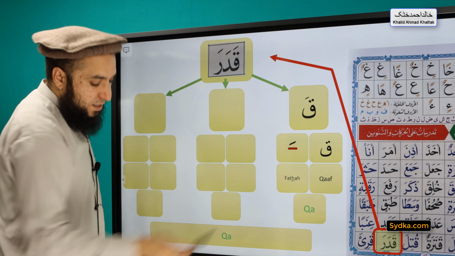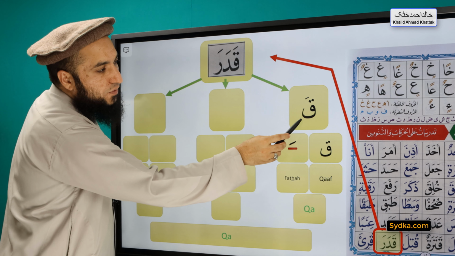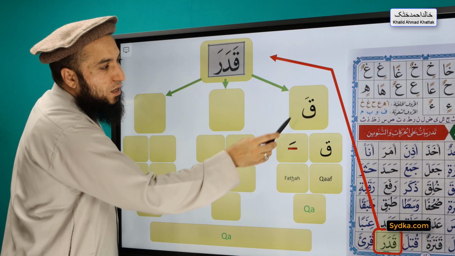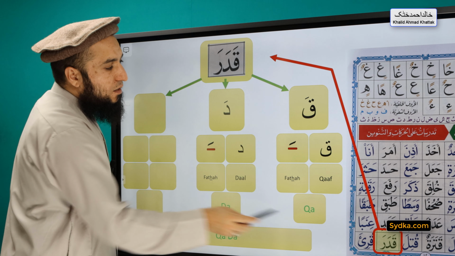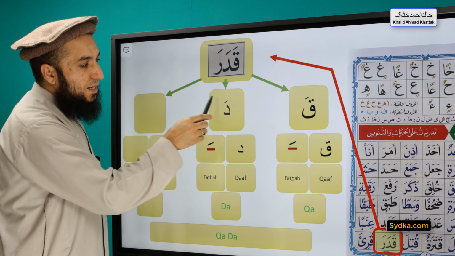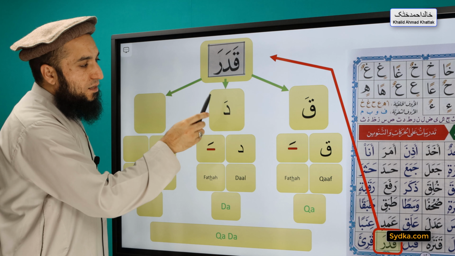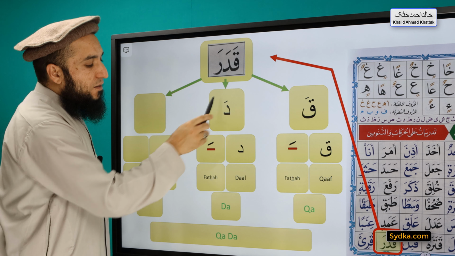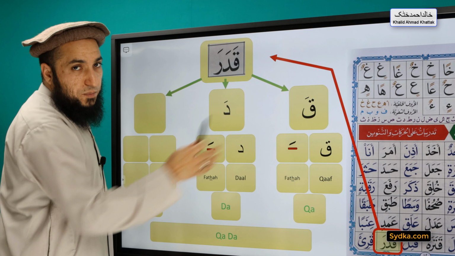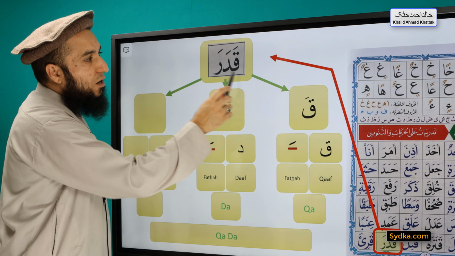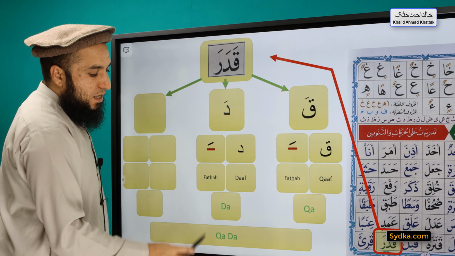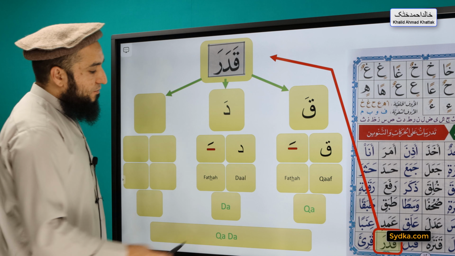The first syllable is qaf fatha qa. Qaf is not silent, and we have fatha. Qaf fatha qa. The second syllable we have is dal fatha da. Dal is not silent, and we have fatha on it. Dal fatha da. So we combine these 2 syllables, and we have qada, qada, qada.